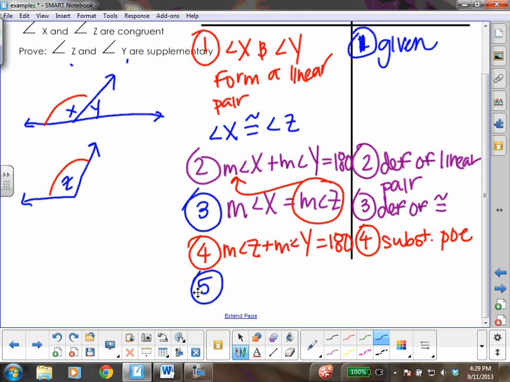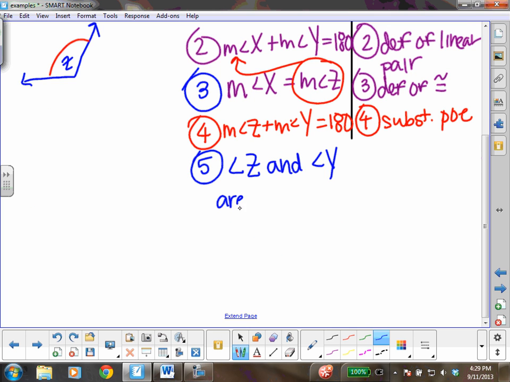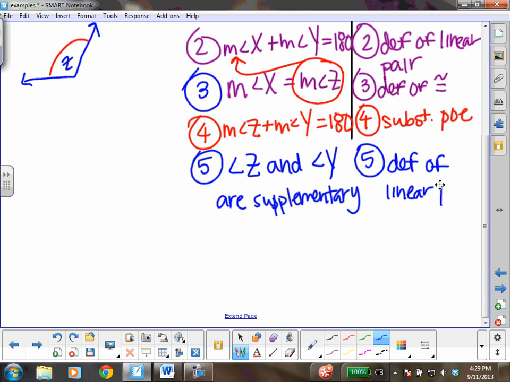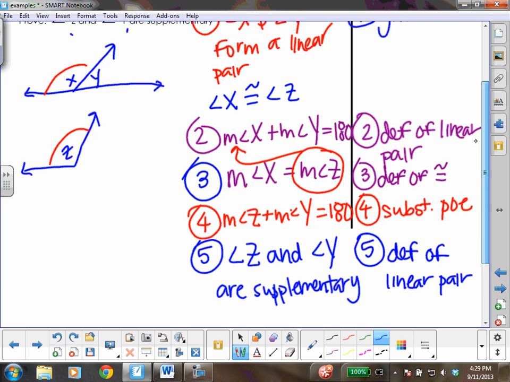And then finally, I can say that angle z and angle y are supplementary because their measures add up to be 180. The reason for that would just be because of the definition of a linear pair. And there we have it.